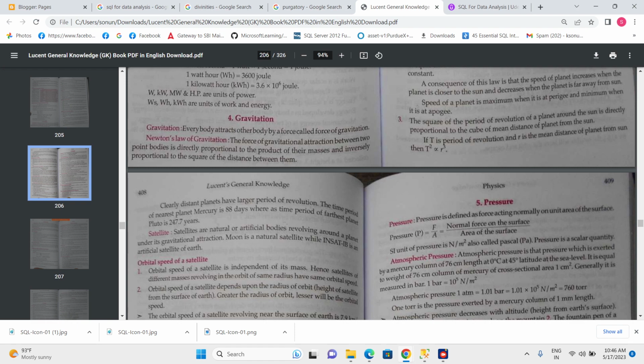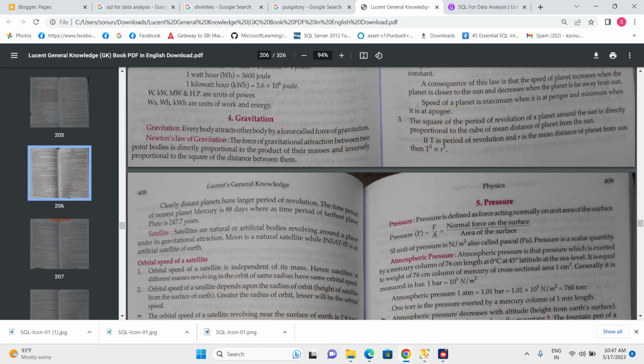If the velocity is high, it will take less time in revolution. So Mercury is the nearest planet, its velocity is high, so it takes less time, only 88 days, to complete a revolution. But Pluto is the farthest planet, so it takes 247.7 years to complete one revolution.